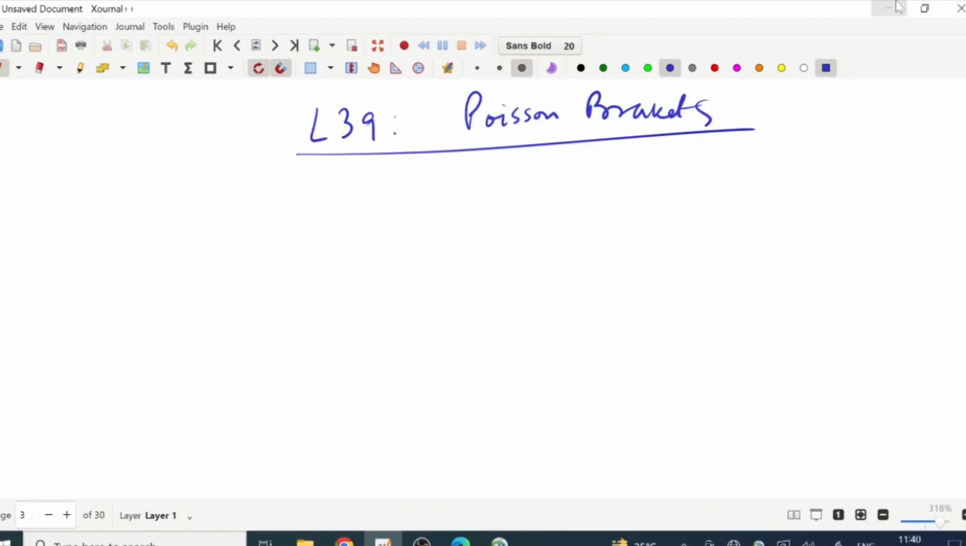Okay, welcome to lecture 39, and in this lecture we'll learn about Poisson brackets, a mathematical quantity which has a very important role in studying classical mechanics. And for the last few lectures, let me recap just in one minute. In the last few lectures we have learned the Hamiltonian formulation.